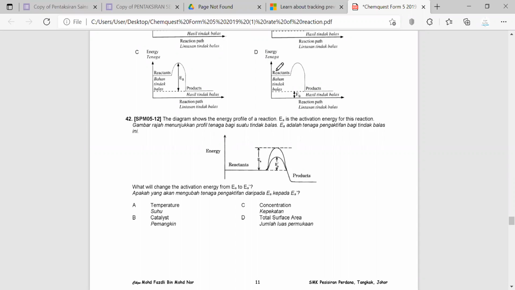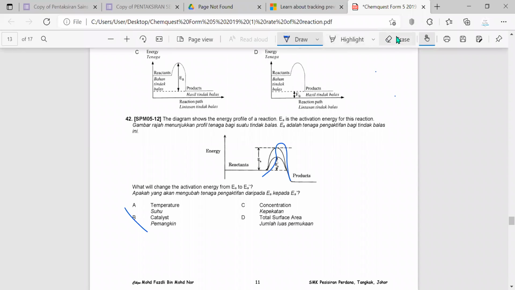What can change my activation energy from EA to EA prime? This one, close eyes also can do. Only one, yeah, only catalyst can lower my activation energy. Only catalyst can lower the activation energy. This is my activation energy. Oops, so ugly. Okay, this is my activation energy.